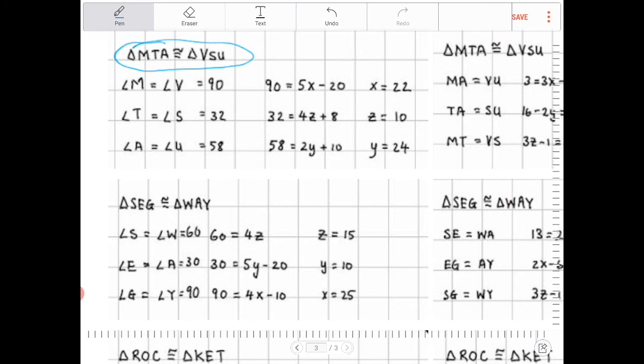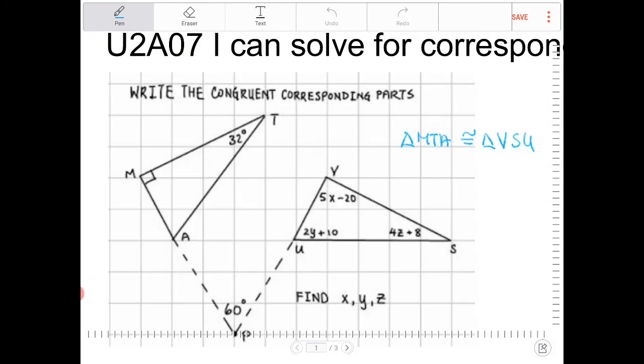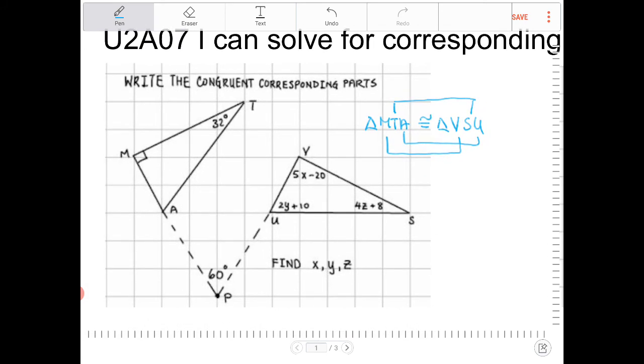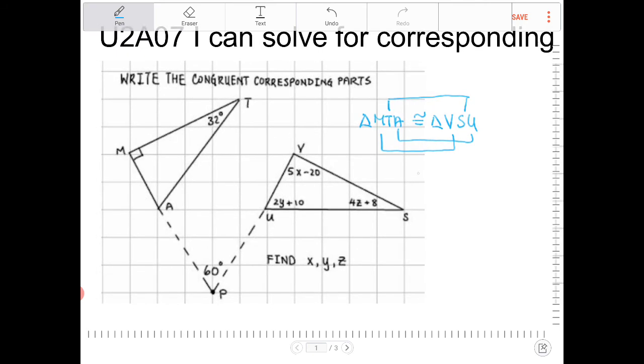Going back to this question, there's a reason why all these things have to line up this way. Angle M will correspond with V, angle T will correspond with angle S, angle A will correspond with angle U. Knowing this, I know immediately that angle V will equal 90, or in other words, 5x minus 20 will equal 90. Since 5x minus 20 is equal to 90, I can solve for x. 5x is equal to 110, and x will equal 22.